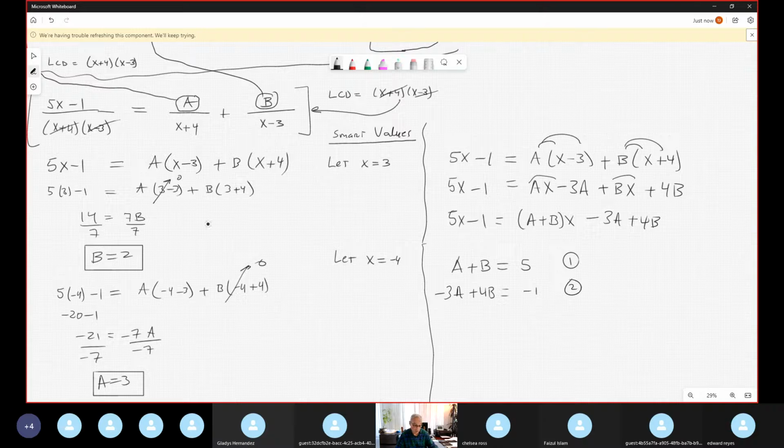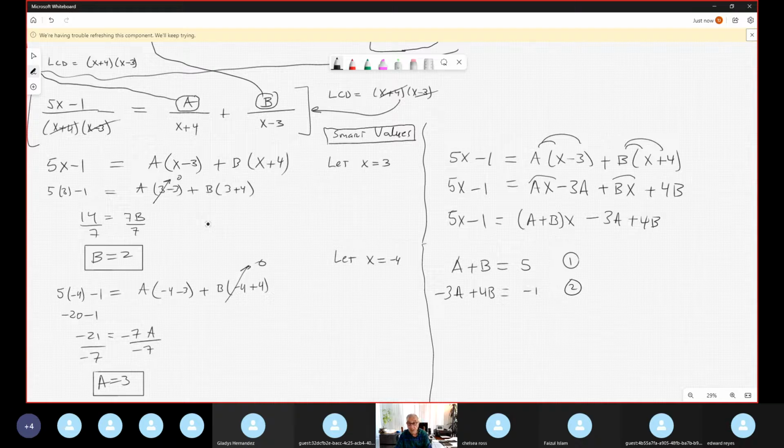Okay, guys, you say, wow, professor, it looks very, very complicated. Yes, I know, but the problem is that definitely in another problem, we have no smart value, and you need to use this idea. Okay. So now what should I do?